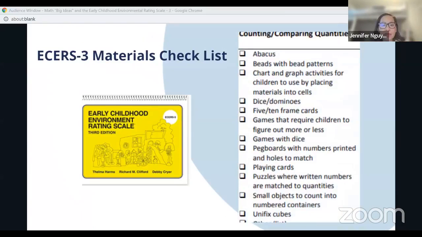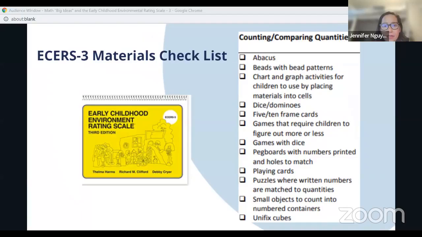So again, I told you that today we were focusing on the materials that will support counting and comparing quantities. So just take a mental note and inventory. Are these things in your classroom? Are they collecting dust? Do the children gravitate toward them? Think, if not, why? If so, why? Do you know how to use these materials to support the big math ideas? Or do you just use them during certain times of the day or certain days of the week?